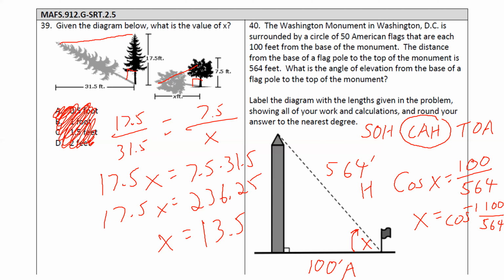I think you get like, let's see. Let me just type it in real fast and see what it was. I don't remember. 0.1773. All right, so we're doing the inverse cosine of 0.1773. So what's our final answer?